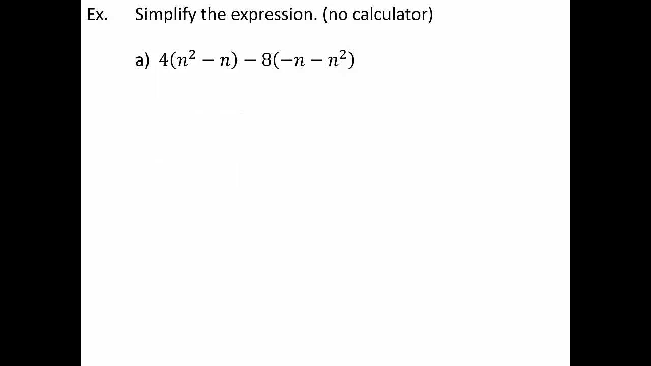All right, taking a look at the first one. This one's pretty straightforward. We're just going to distribute 4 onto n squared minus n, which gives you 4n squared minus 4n. And then we're going to treat that as a negative 8 onto negative n minus n squared, which would give us positive 8n plus 8n squared.